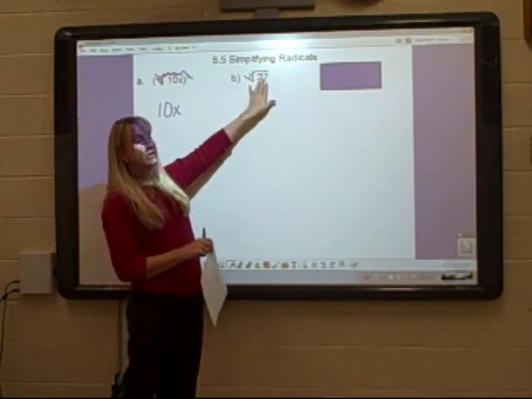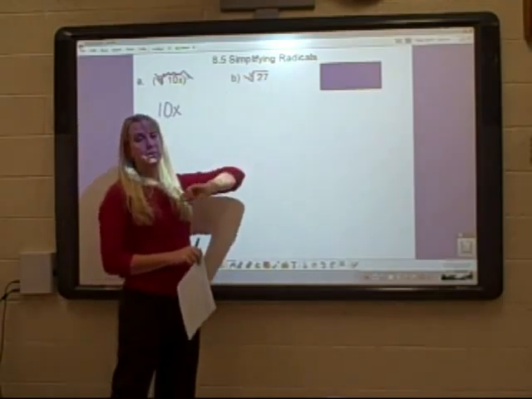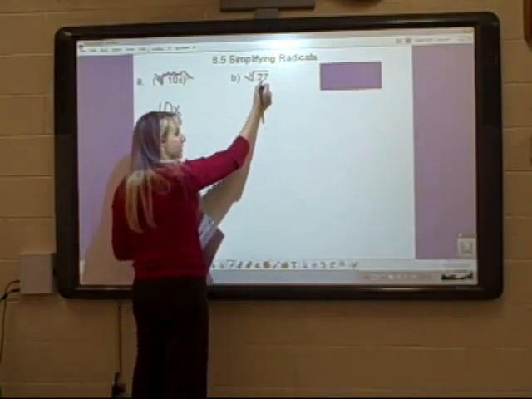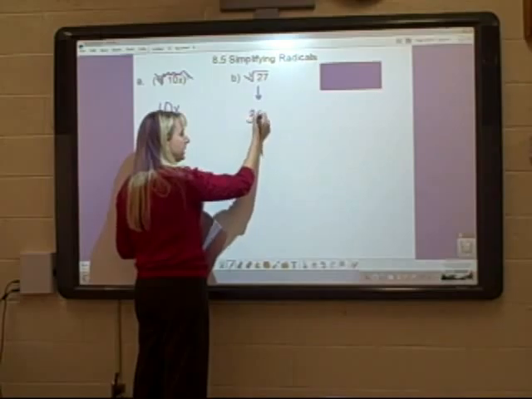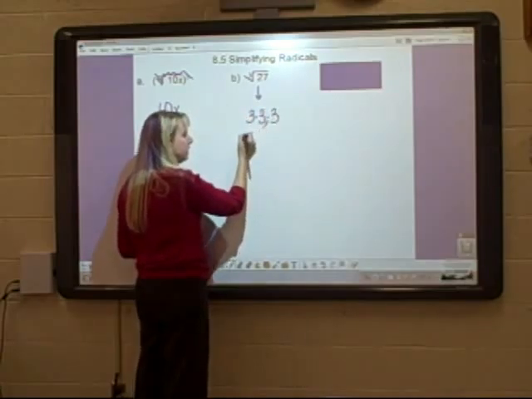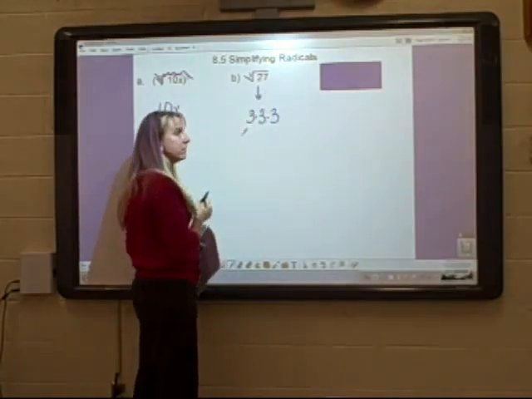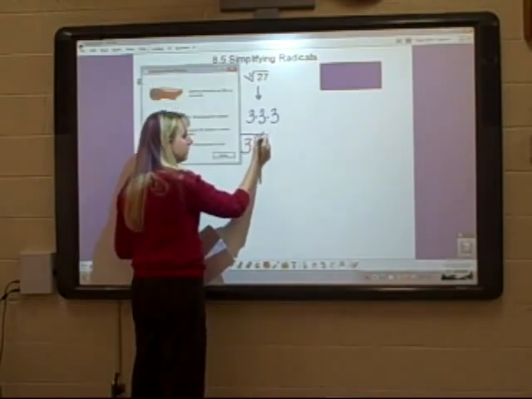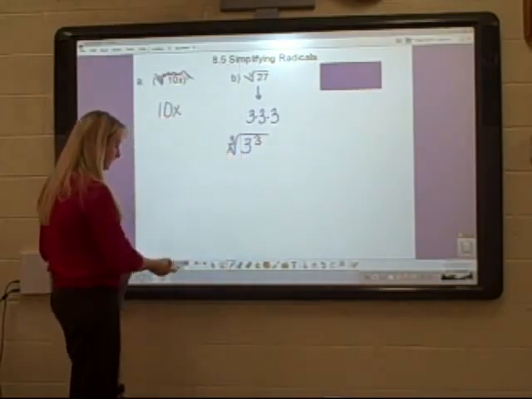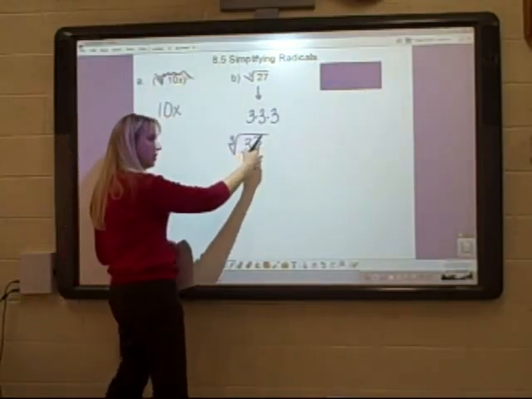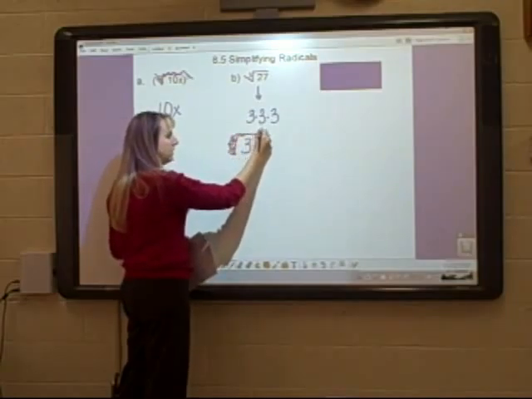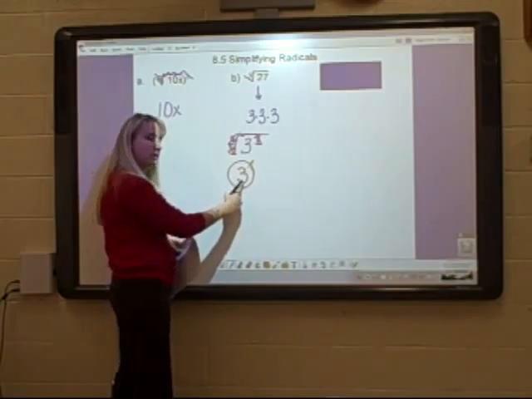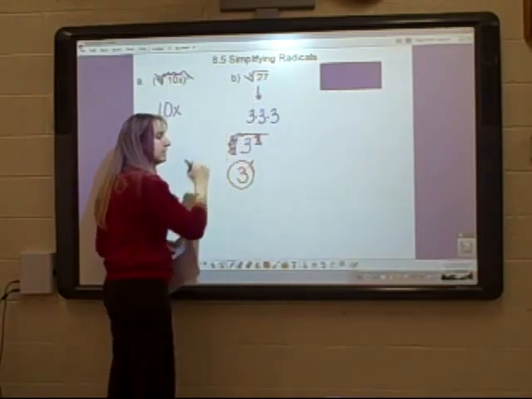So we want to ask ourselves, is there a number out there, one number, that multiplies by itself 3 times? Well, I think about 27, and 3 times 3 times 3 gives us 27. Well, I can look at that as the cube root of 3 to the 3rd. Well, a cube and a cube root cancel each other out, so we're left with 3. Because 3 times 3 times 3 gives us 27.